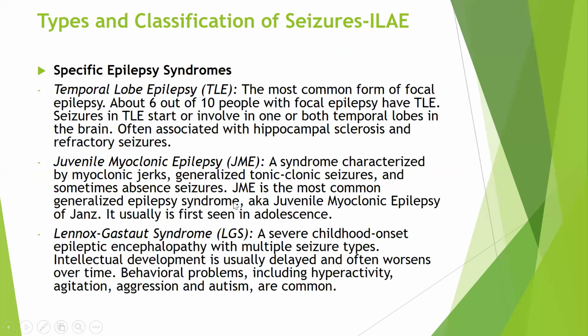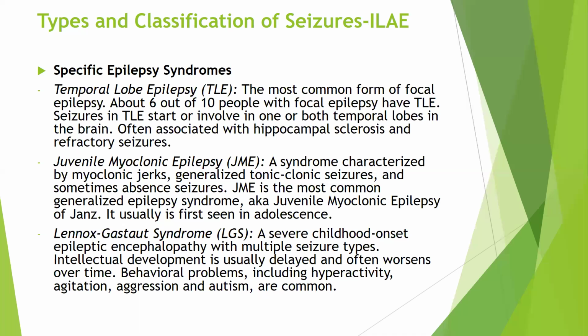Then we have the specific epilepsy syndromes. We're going to talk about three. The temporal lobe epilepsy, remember how the temporal lobe caters for memory, is the most common form of focal epilepsy. Actually, 6 out of 10 people with focal epilepsies have TLE. Seizures in TLE start in or involve one or both temporal lobes in the brain, and it is often associated with hippocampal sclerosis and refractory seizures.